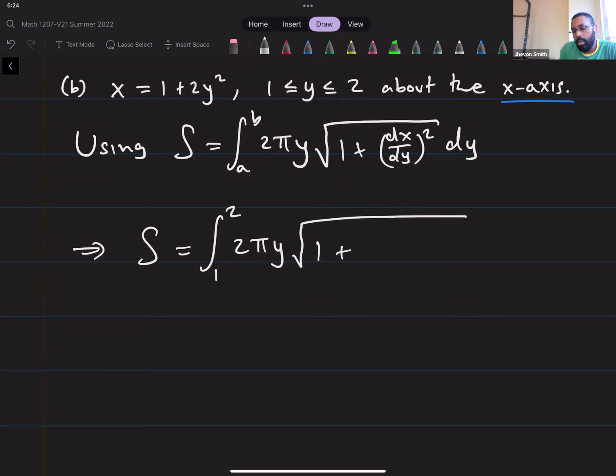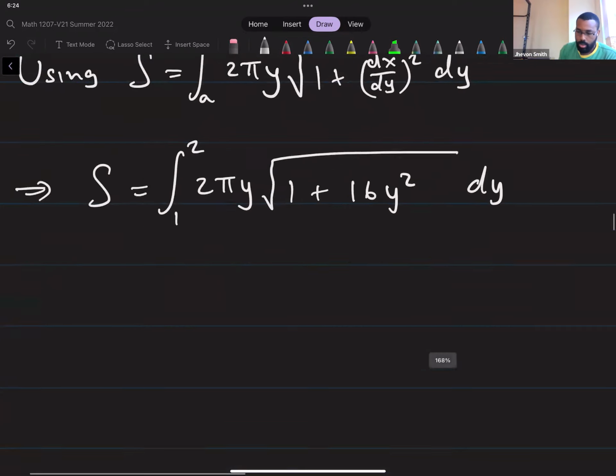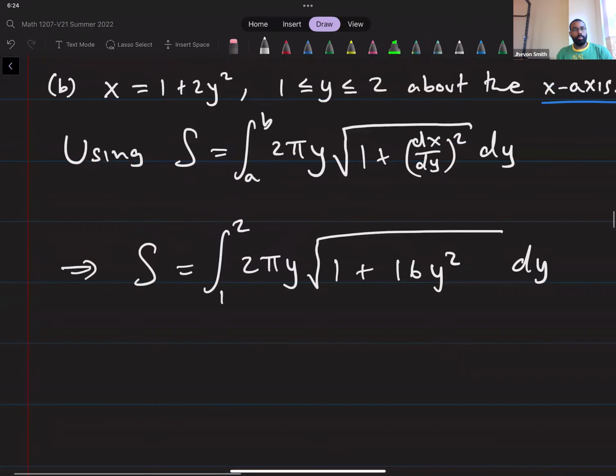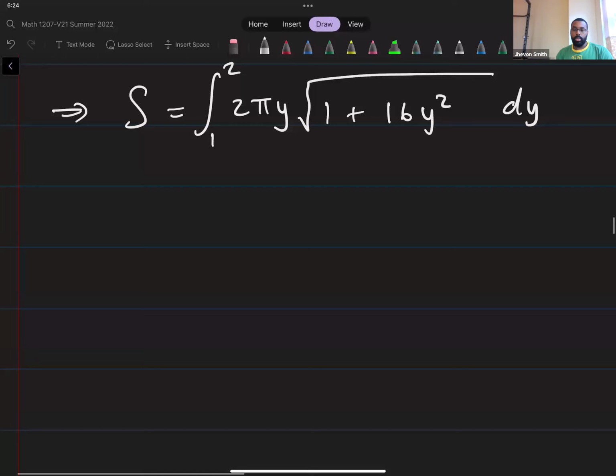Taking the derivative of that, I would get 4y squared. And so now we have to integrate this, right? So that's going to be like 16y squared. So that's what we get. Now we're going to have to figure out a way to integrate this. And how do we integrate this? Give me a suggestion.